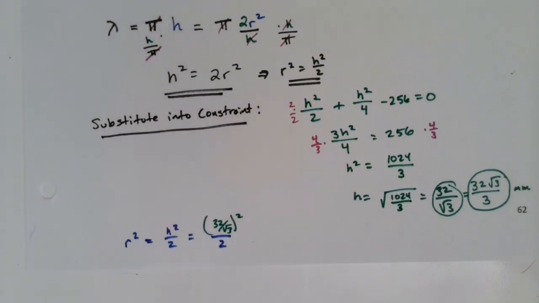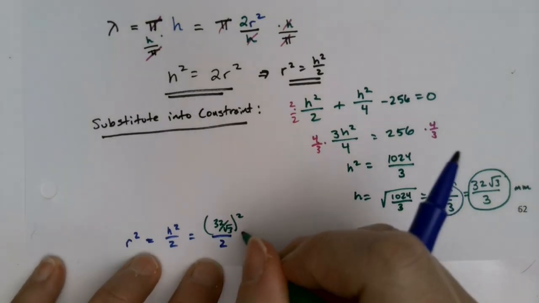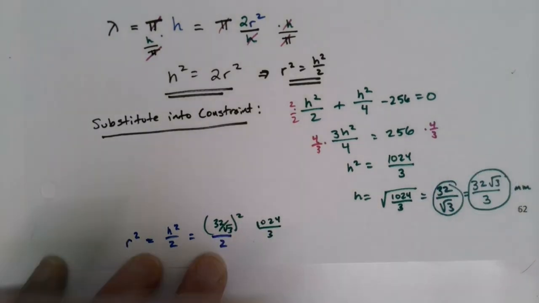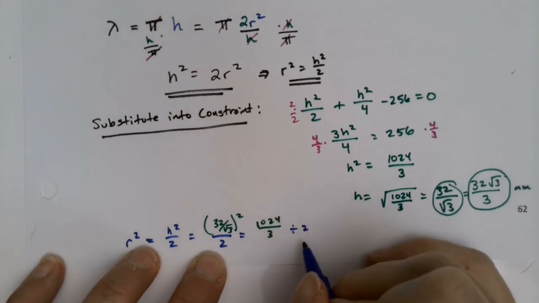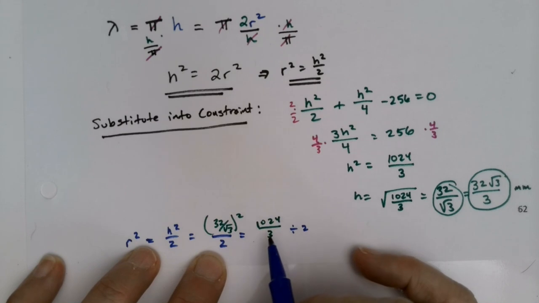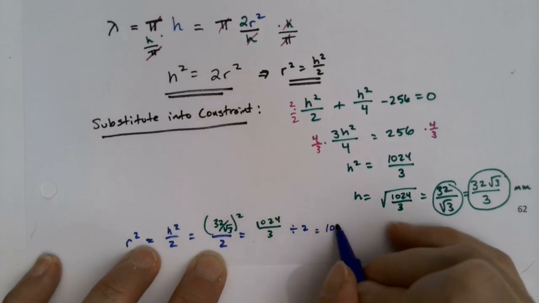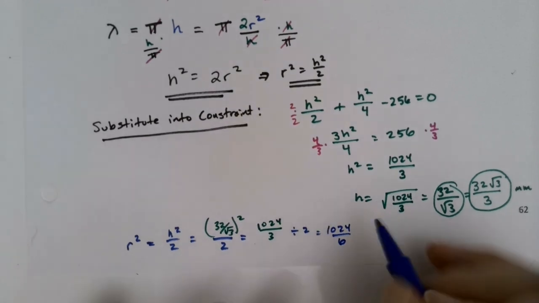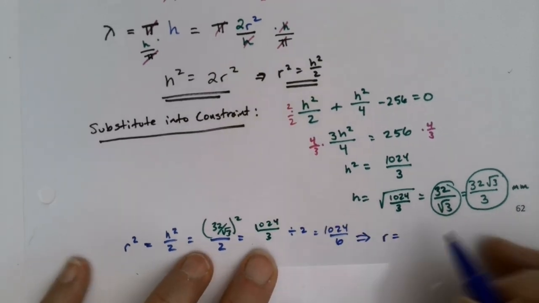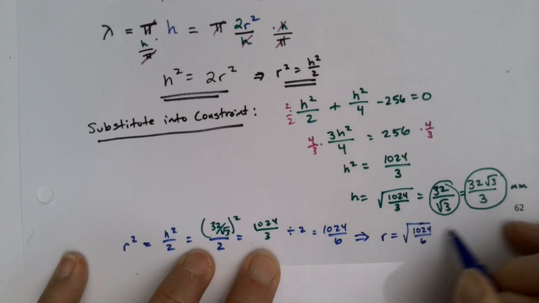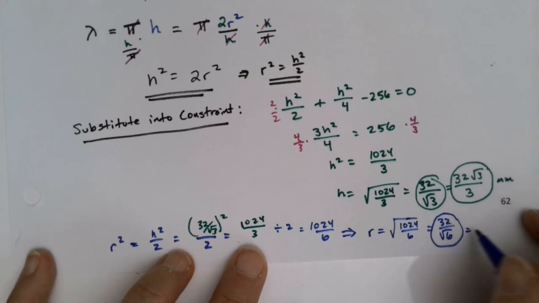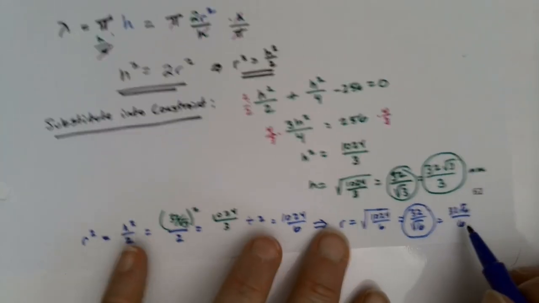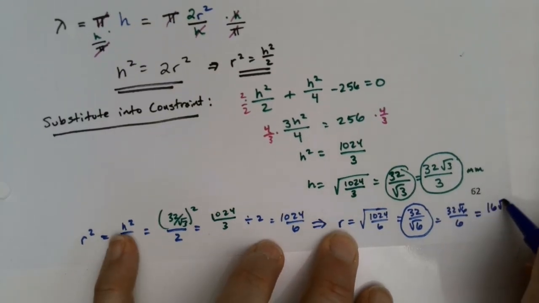Okay. That would be 1024, of course, divided by 3. And then we're dividing it by 2, which is really timesing it by a half, right? So it's going to become 1024 over 6. And that's r squared. So r is the square root of 1024 over 6, which would be 32 over the square root of 6, which is fine. Or that would be 32 square root of 6 over 6, which would reduce because 2 goes into both of those. So it becomes 16 square root of 6 over 3.